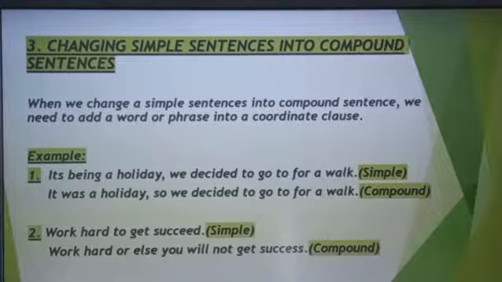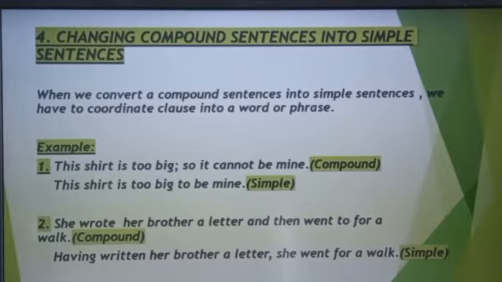Third one, changing a simple sentence into a compound sentence. When we change a simple sentence into a compound sentence, we need to add a word or a phrase to make a coordinate clause. Example: it being a holiday, we decided to go for a walk. It was a holiday, so we decided to go for a walk. Second example: work hard to succeed. This is a simple sentence. Work hard or else you will not get success. This is a compound sentence.